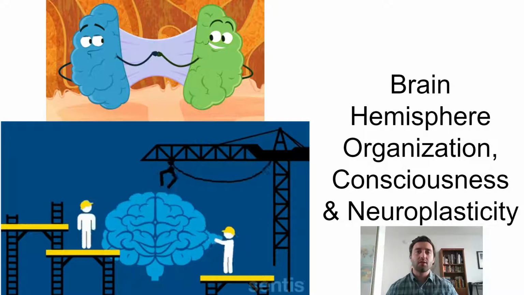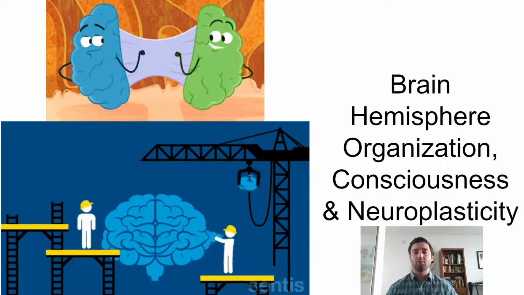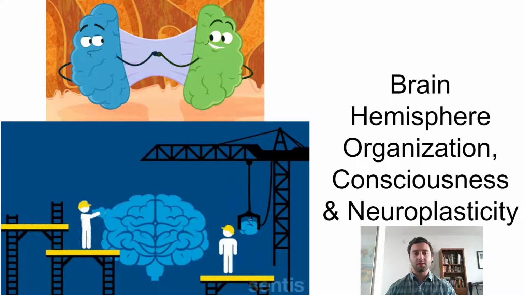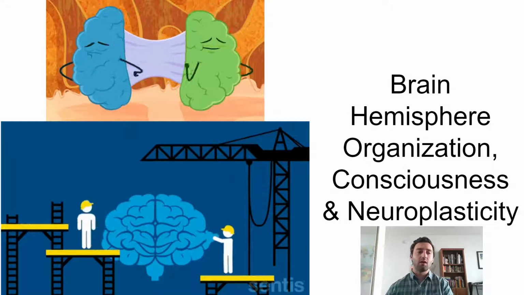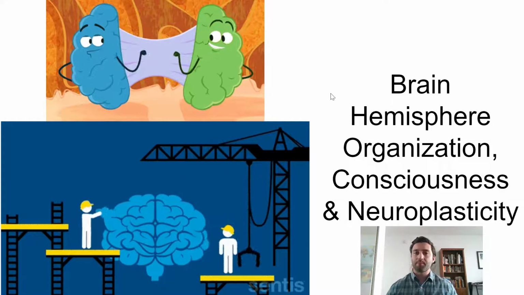Welcome to part 7 of our biological basis of behavior. What we're going to be looking at today is brain hemisphere organization, a tiny little bit of consciousness, and neuroplasticity. We will cover consciousness a little more in depth later on in the year, so we'll just get a little taste of it today.